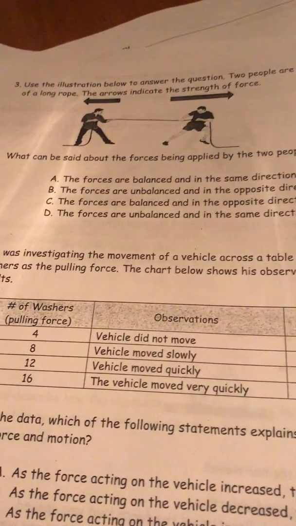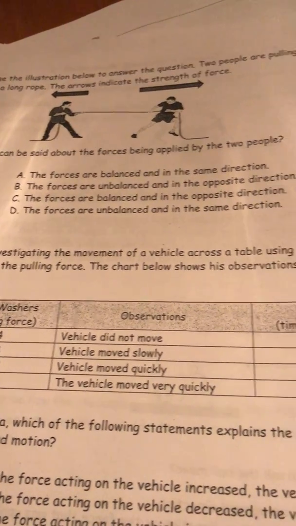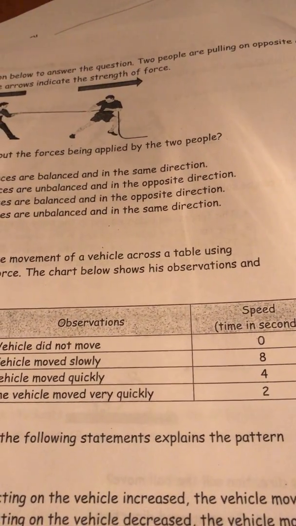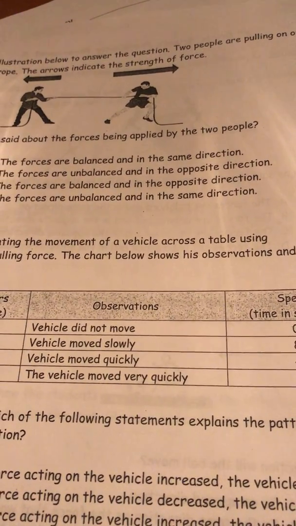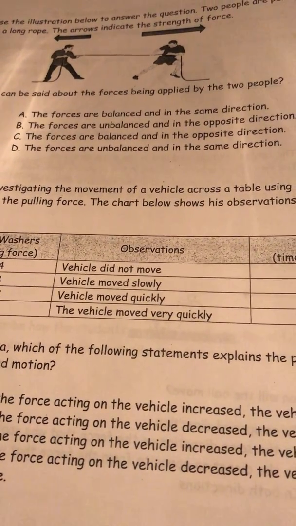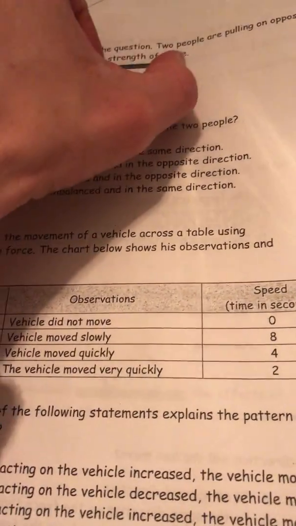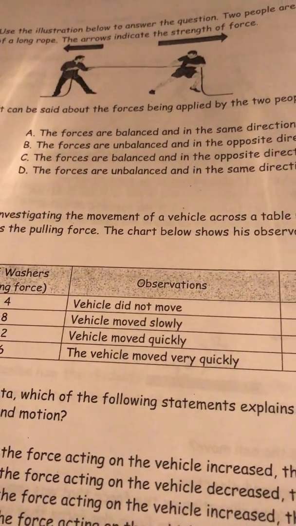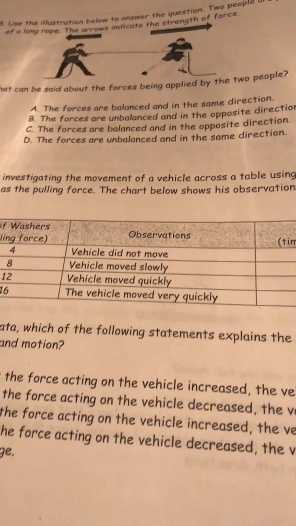Number 3. Use the illustration below to answer the question. 2 people are pulling on opposite ends of a long rope. The arrows indicate the strength of the force. What can be said about the forces being applied by the 2 people? So notice the arrows are not the same size. So that indicates the strength. What can be said about the forces being applied by the 2 people?